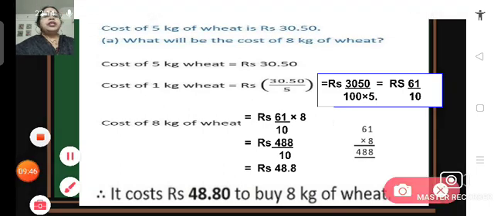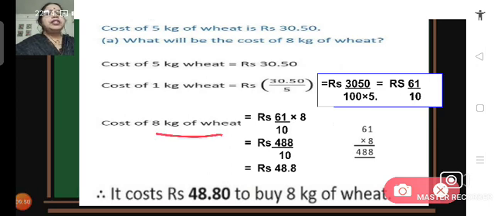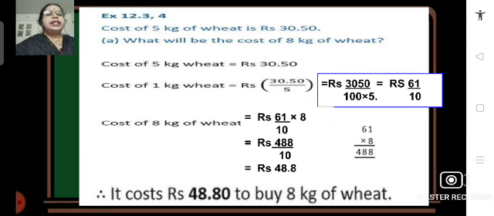Now the cost of 8 kg of wheat will be 61 upon 10 multiplied by 8. So what do we get? We get 488 upon 10. So it can be written as rupees 48.8, isn't it? So it costs rupees 48.80 to buy 8 kg of wheat. The cost of 8 kg of wheat is rupees 48.80.